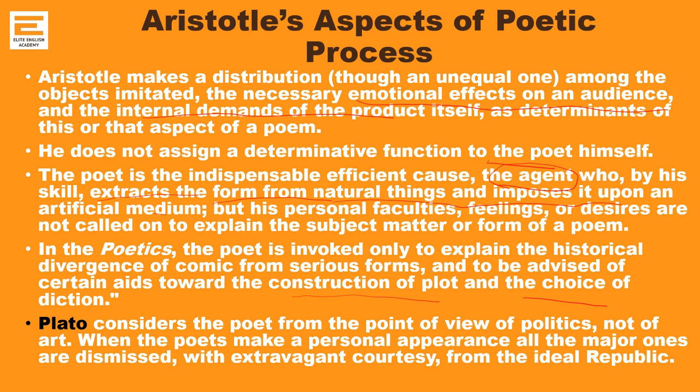First we said that the poet should give more importance to the emotional effect on the audience. Then the poet is the agent who observes and records in a work of art. Then according to Poetics, the poet should give importance to the construction of the plot and the choice of diction. In this context, how does Plato see it? Plato sees a work of art from the point of view of politics. According to him, a work of art should give something good to society. If a work of art like poetry or drama is not useful to the people, then it should not be allowed inside the country. That is the view of Plato in the Republic.